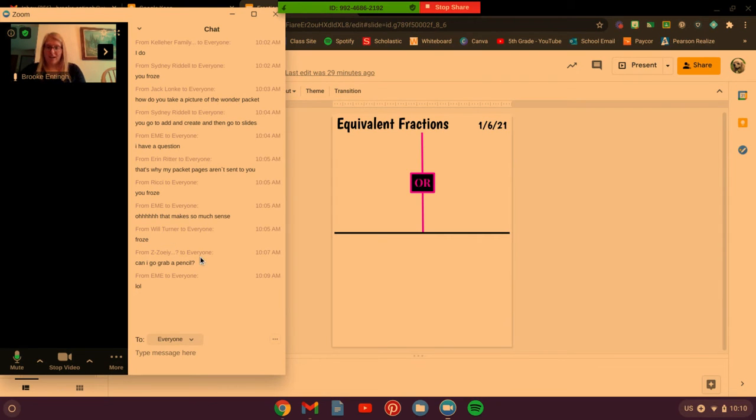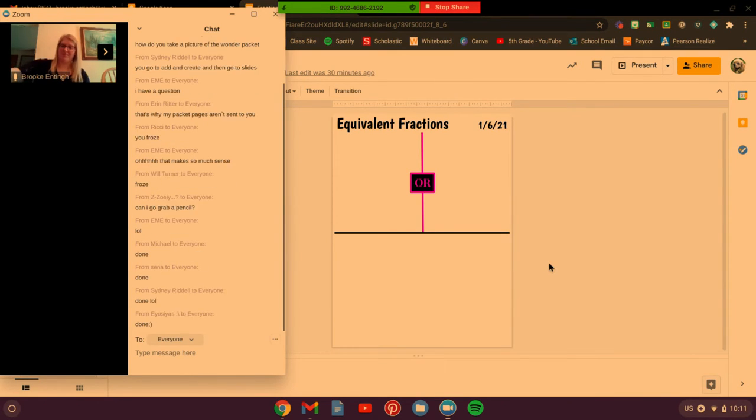When you are done, you have your title at the top and today's date. You've split your page in half and then split the top half into half and put the word or in the middle. Why don't you go ahead and type done or ready to move on into the chat box. Then I will know we are all ready to start with the rest of our notes. Awesome. Thank you, guys.